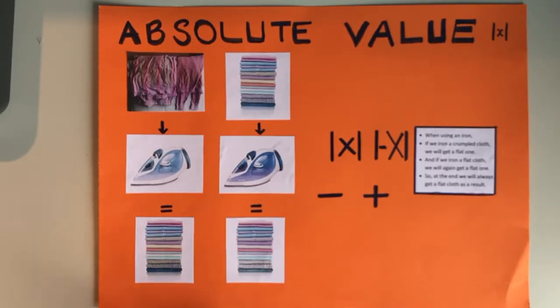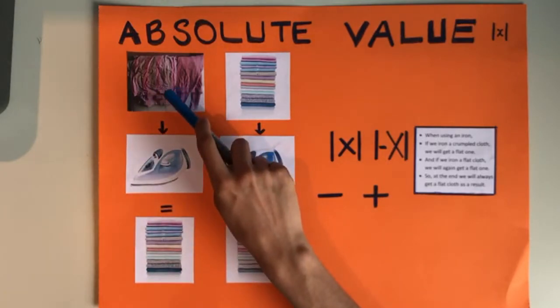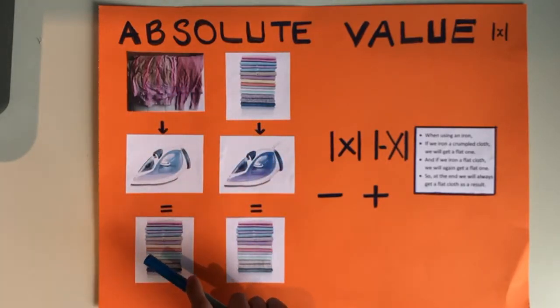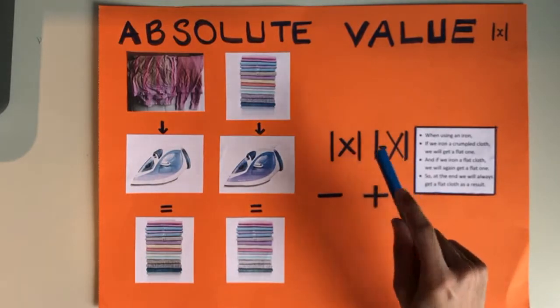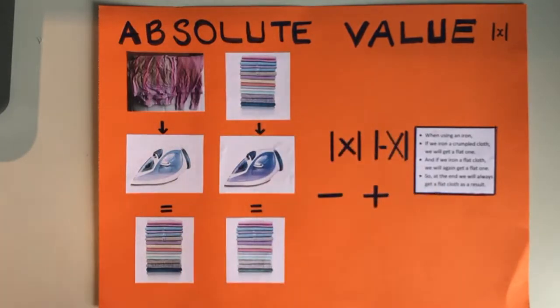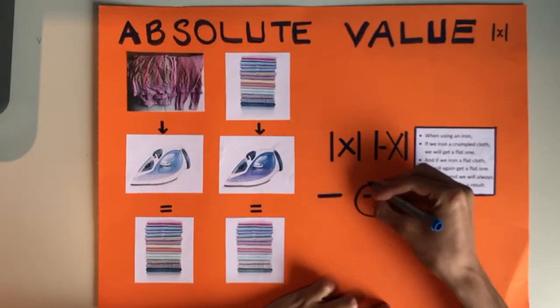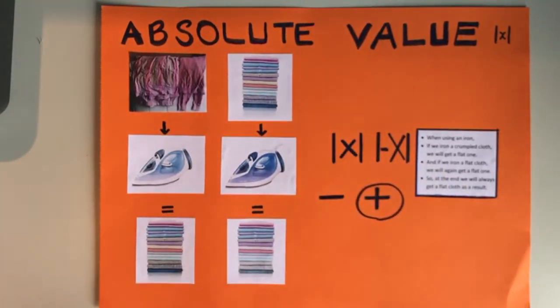When using an iron, if we iron a crumpled cloth, we'll get a flat one. And if we iron a flat cloth, we'll again get a flat one. So at the end, we will always get a flat cloth as a result. You will ask how this is related to absolute value. Let me tell this. Either the x is positive or negative. If it is in the absolute value sign, the answer will always be positive as the result.